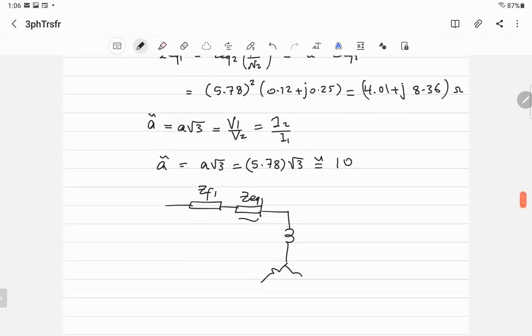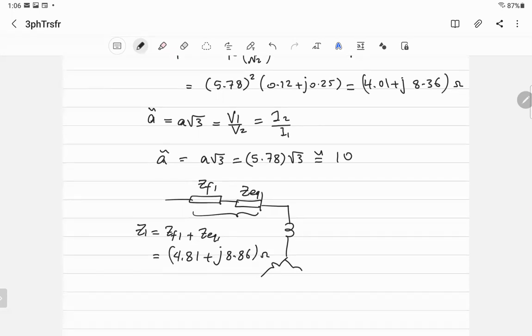After that, I'm going to add both, which is logical. So I will call it Z1, equal to ZF1 plus Z equivalent 1. Just add the resistance with the resistance, and make it just Z1. I did that, and that's equal to 4.81 plus j8.86.